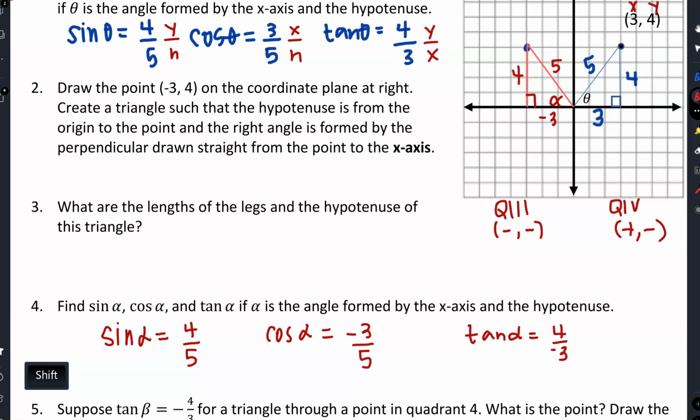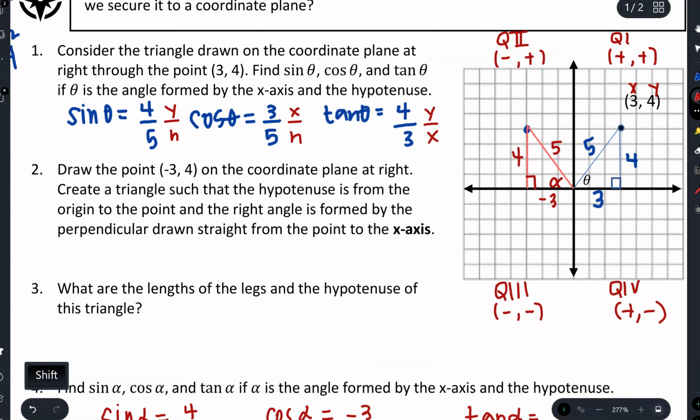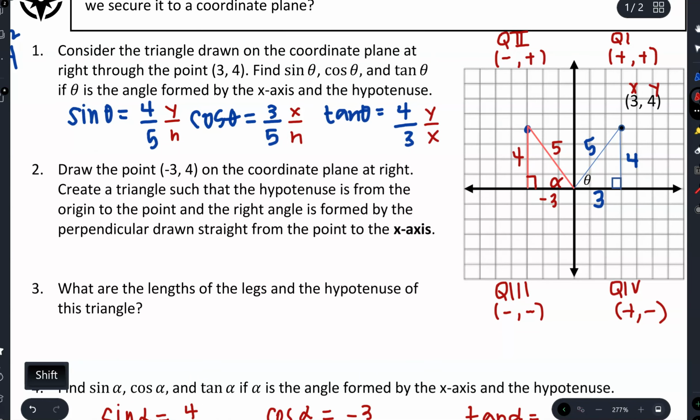So when I'm in quadrant 2, the only one of these ratios that is going to be positive is sine, because sine of alpha there is going to be positive. So sine of theta will be positive. All will be positive in quadrant 1, right? So they were all positive in quadrant 1.